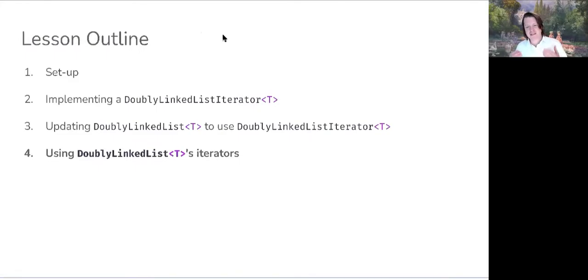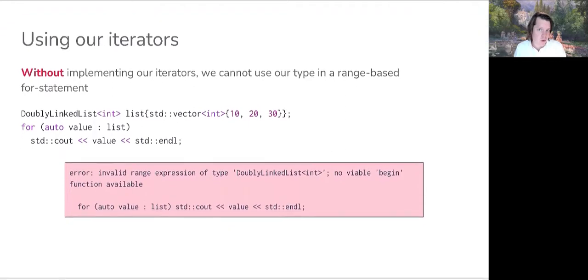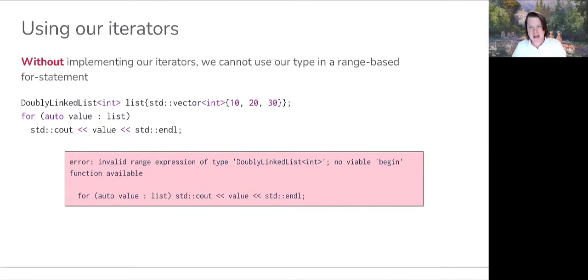Howdy and welcome back. So let's talk about how we can go ahead and use our doubly linked list iterators. But before we implemented this, I just want to point out something interesting. If we implemented a container such as a doubly linked list and did not provide some sort of iterators, we would not have been able to use objects of this type in a range-based for loop.